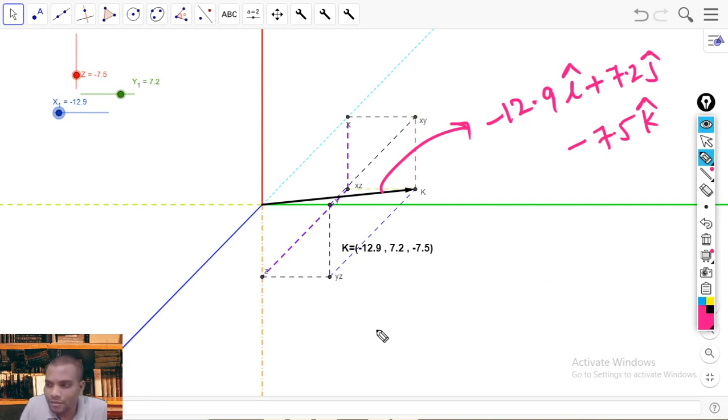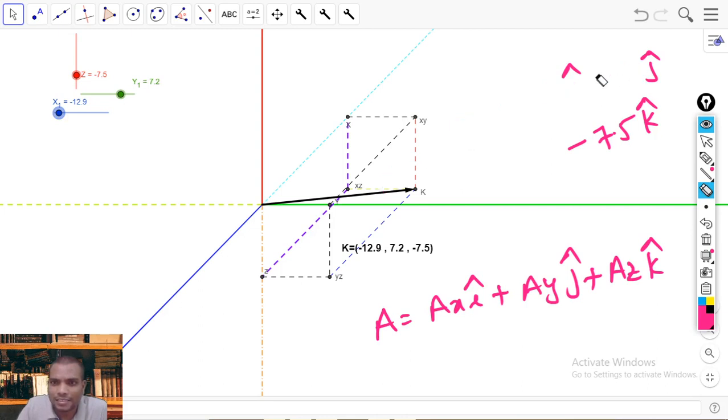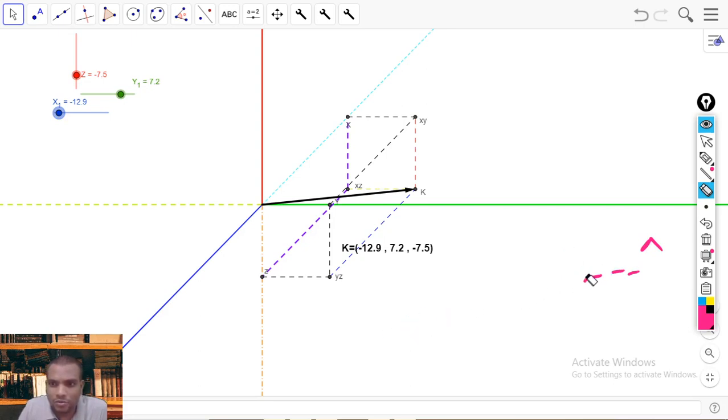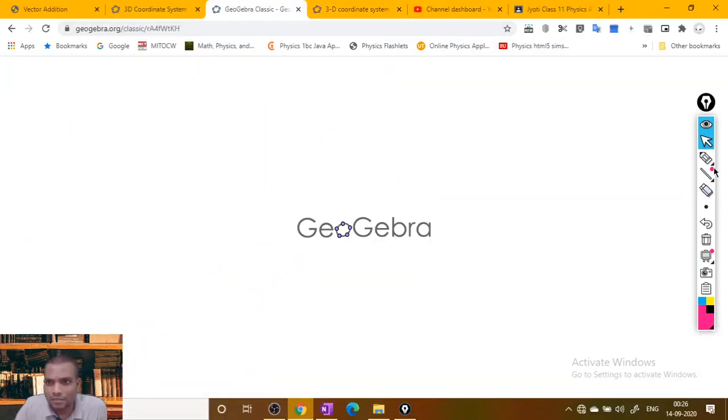As a simple formula, I can give the vector expression in three dimensions: a equal to ax i cap plus ay j cap plus az k cap. So this is the vector representation in three dimensions. Suppose you ask what is ax, what is ay and what is az? Just wait a moment, I will give those values right here. Before that, I would like to show how these vectors are represented.